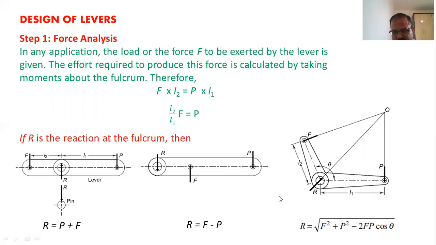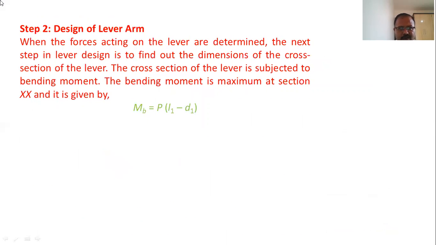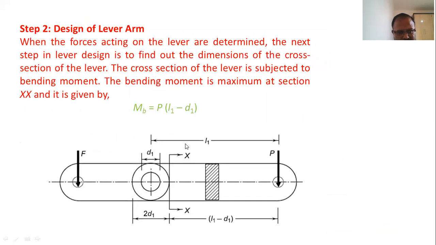Once the reactions are known, we can go for the design of the fulcrum pin or the design of cross section of the lever. Then design of lever arm. So when we are talking about the design of a lever arm, it's a specific type of lever. This is load arm, this is load point, this is effort point, this is effort arm, this is the fulcrum. At fulcrum, there is a pin of diameter D1. There is a boss of diameter twice D1, right?